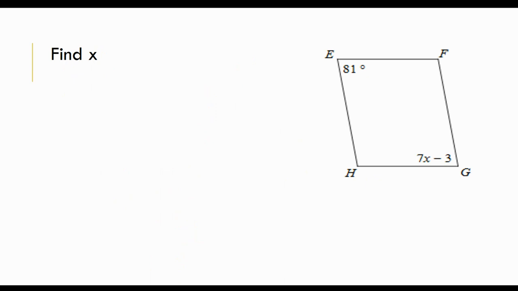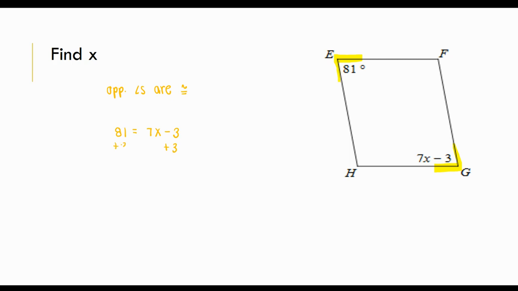All right, they're asking for us to find x. Notice that in this parallelogram, we are given some angles. We're given angle E and we're given angle G. Notice that these are opposite angles. And so when we have opposite angles, because these are angles that are not next to each other, but directly across from each other, opposite angles, when we're talking about a parallelogram, those are going to be congruent. So all I have to do is take 81 and set it equal to 7x minus 3, and that's how we're going to find x.